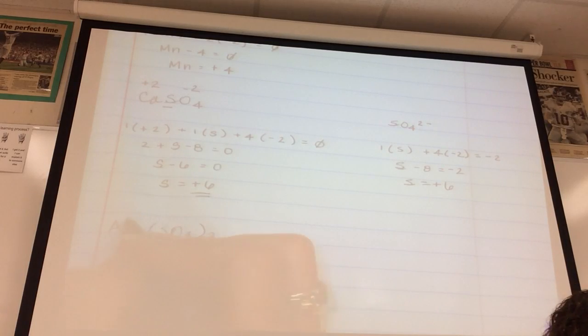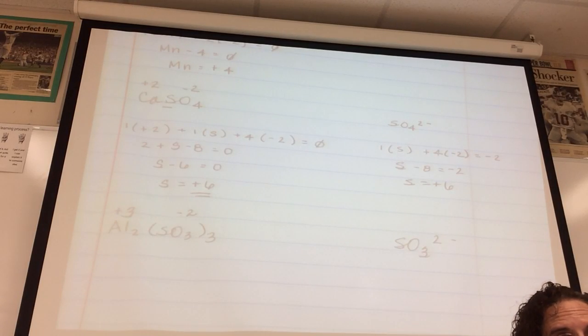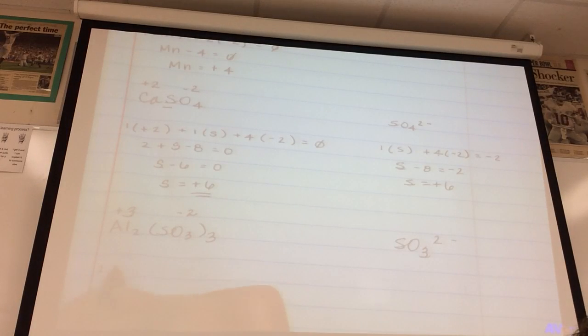Aluminum is +3. Oxygen. Now there's two ways to do this. You can go after the ion, which really is easier, but I'll show you both. You've got 2 aluminum at +3. This is distribution like you did in math. 3 sulfur. 3 times 3 is 9. Times the -2 for oxygen, set equal to 0. 6 plus 3s minus 18 equals 0. 3s minus 12 equals 0. 3s equals 12, and s is equal to +4.